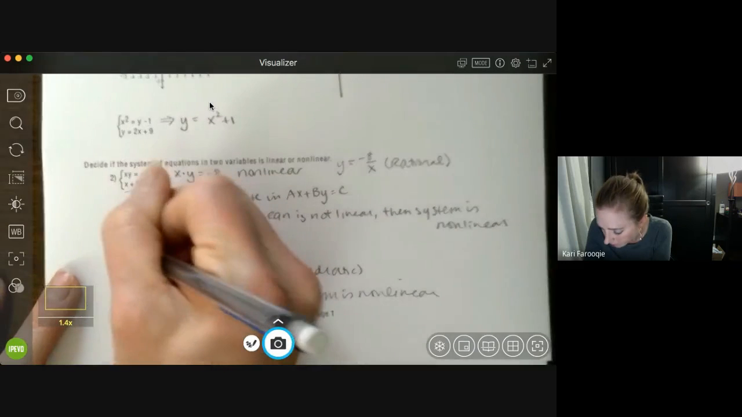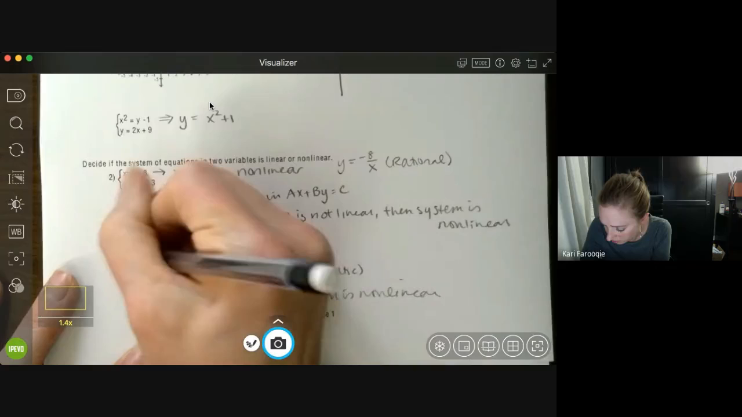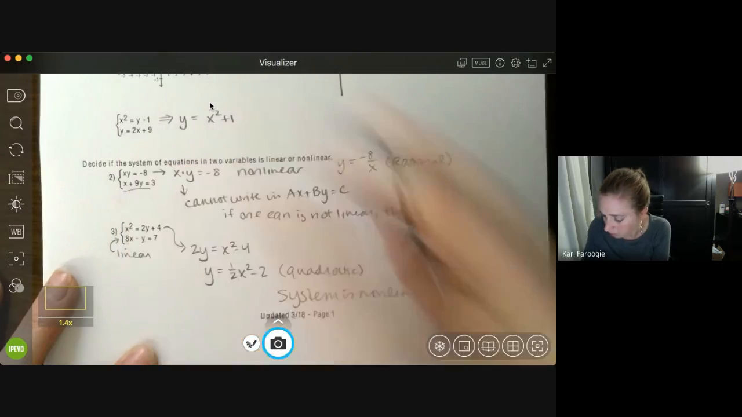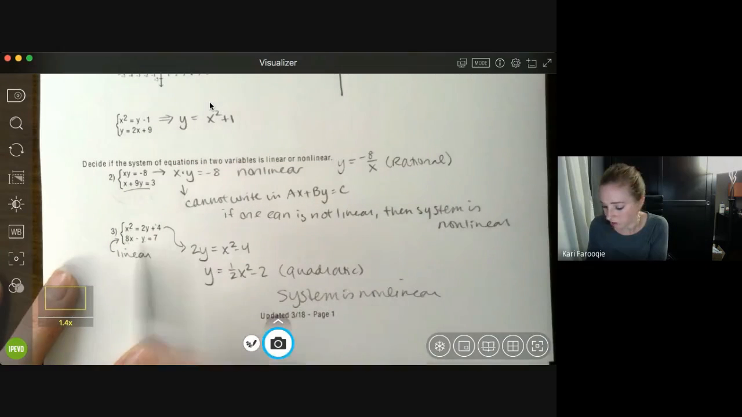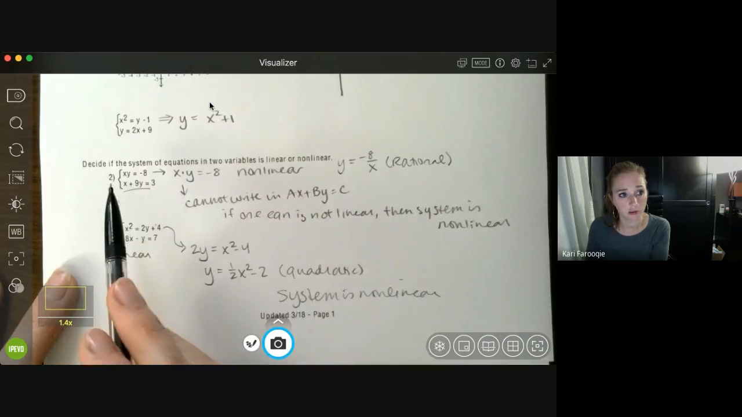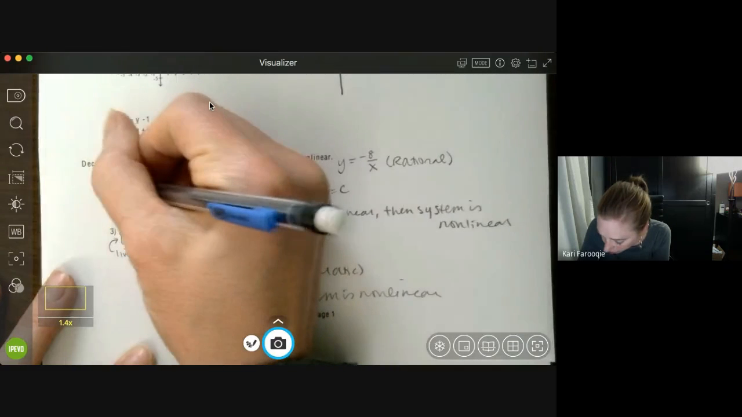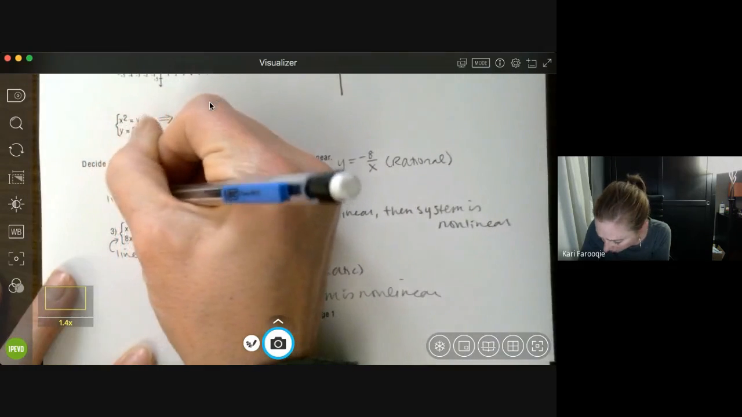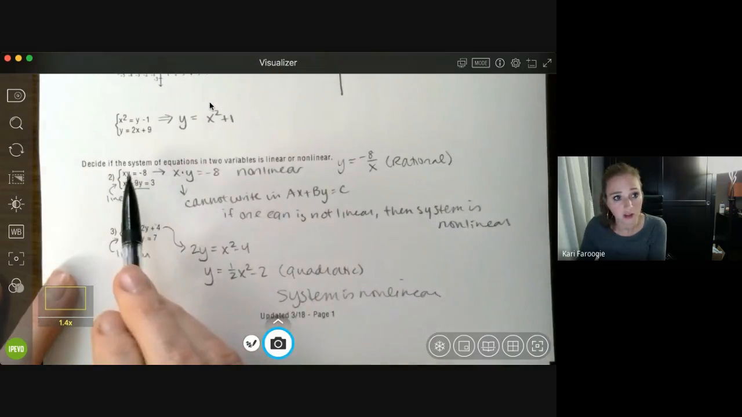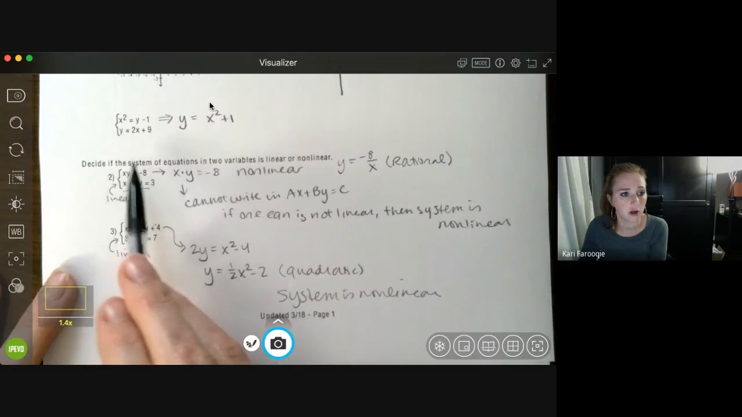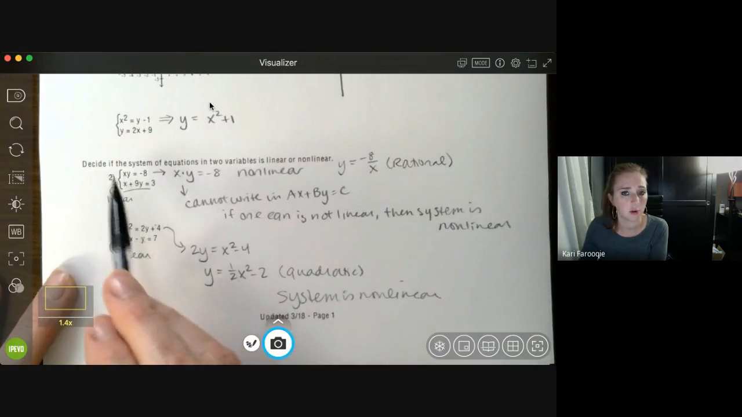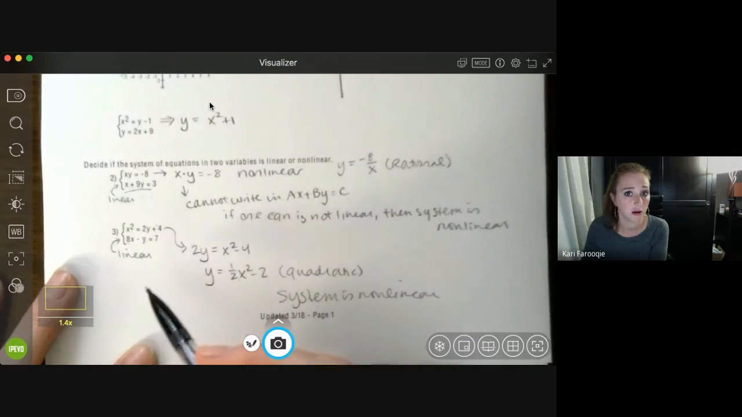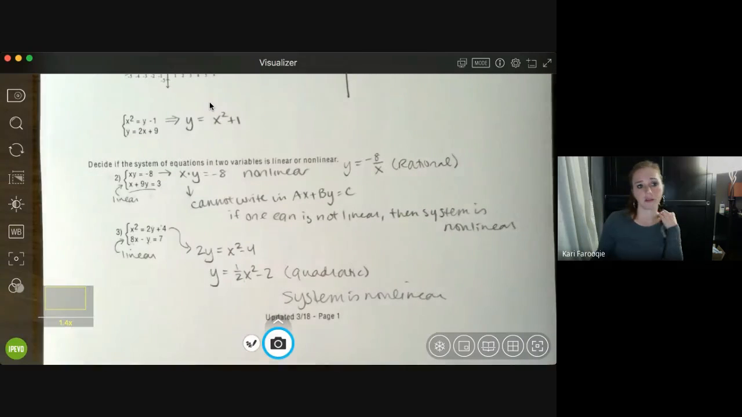So the second equation for 3 is linear, but the first one is quadratic because you have x squared. And I contrast that with number 2. Again, you have a situation where the second equation is linear, but the first one is nonlinear because you don't have x and y in separate terms. You have them both being multiplied in one term together. So that makes it nonlinear.